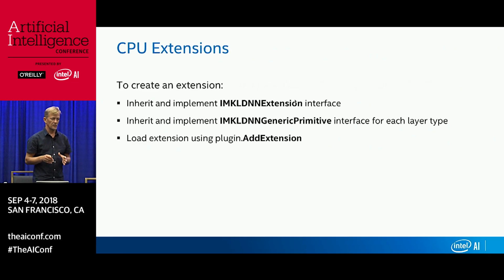Developing extensions is really easy. For that, you have to inherit and implement the IMKLDNN extension interface. This extension will be like a plugin to the inference engine. So if you have multiple custom layers, you need to do the implementation for the MKLDNN extension only once. For each type of primitive you are going to support, for a custom primitive, you need to implement and override the IMKLDNN generic primitive interface. After implementing all of these, all you need to do is call plugin add extension and provide a path to your extensibility library.